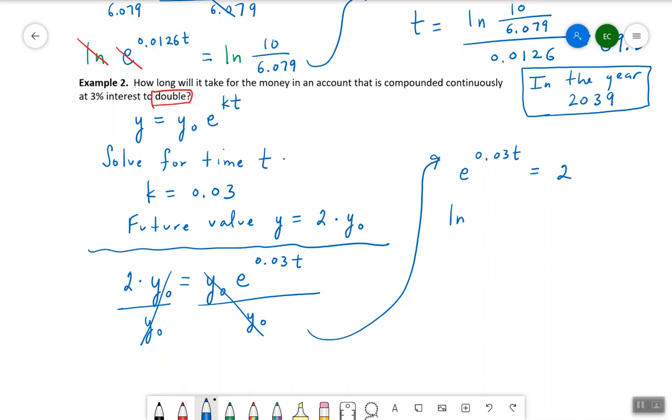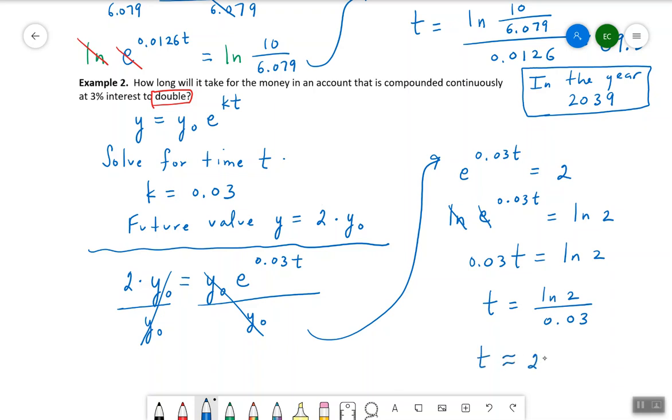And then we can take the natural log of both sides, just like we did in the previous problem. And the natural log and the e cancel. And we're almost done. We'll divide both sides by 0.03, and we'll have the natural log of 2 divided by 0.03, which is 23.1049 approximately.